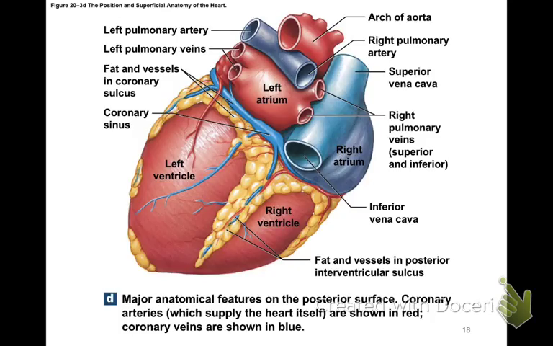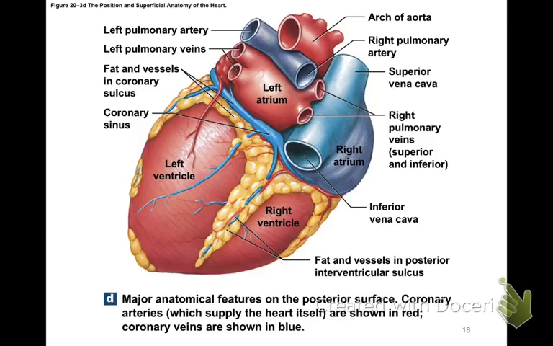But also on the back of the heart, the posterior surface, again, the left ventricle takes up most of the back of the heart. The right ventricle is much smaller. Look at all that fat and those blood vessels in the sulci. And we'll come back and identify those blood vessels later.